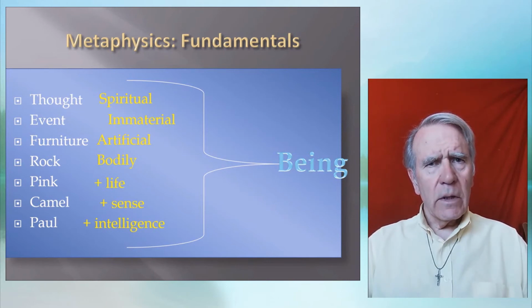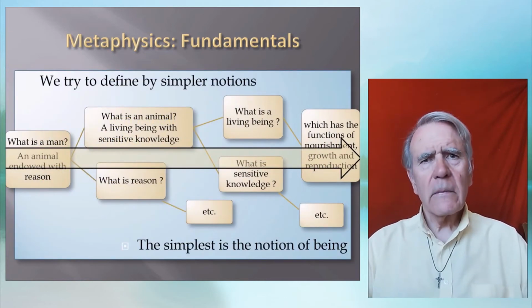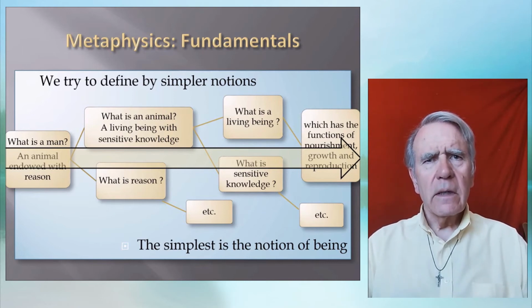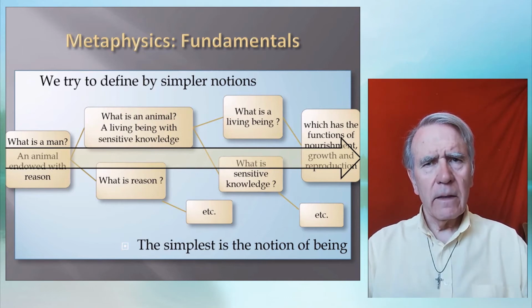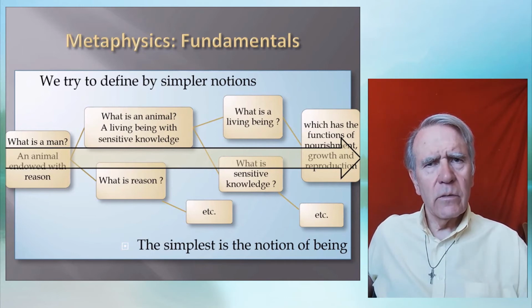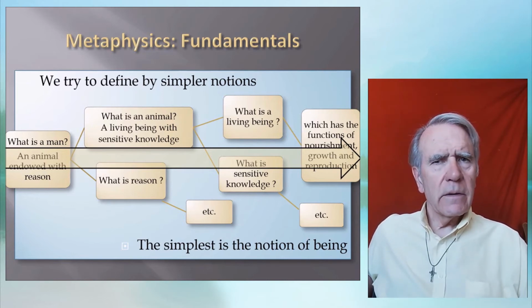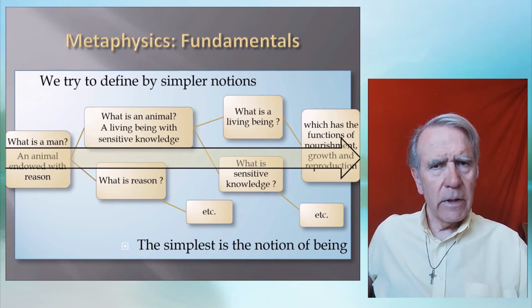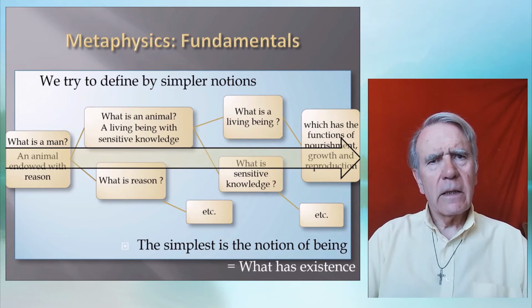For example, when we want to define man, we say it is a reasonable animal. If you want to define what an animal is, we say it is a living being that has senses. We notice that the notion of being appears. Then, what is a living being? It is a being who has life. But then, when we ask, what is a being? We no longer have a simpler concept to explain. But in fact, we don't need it, because everyone understands very well what a being is. It is something that exists, that has existence.